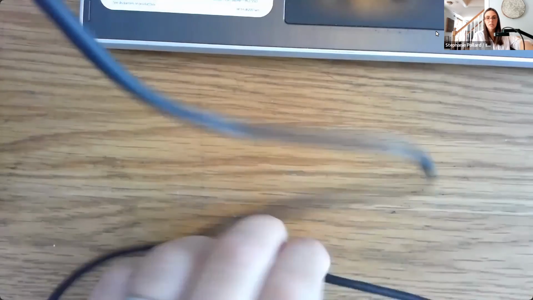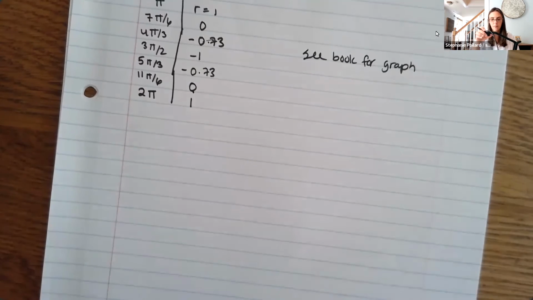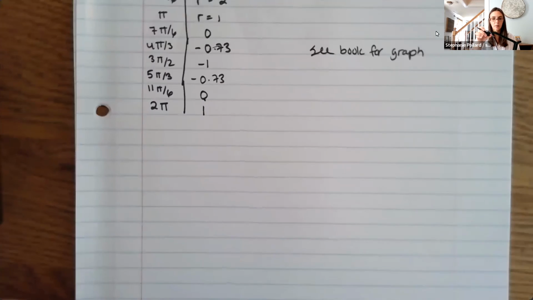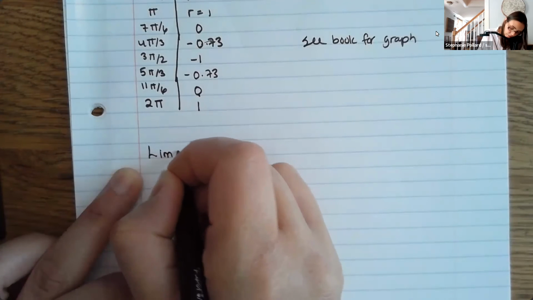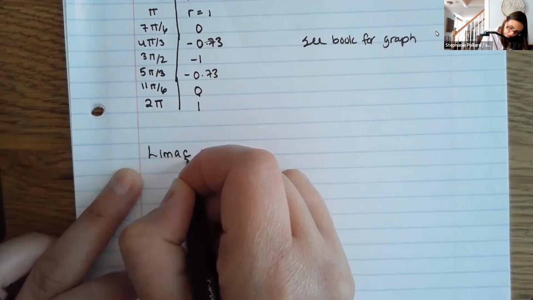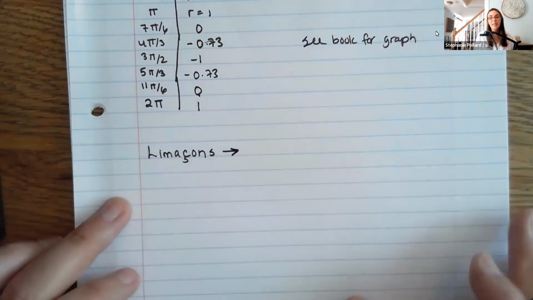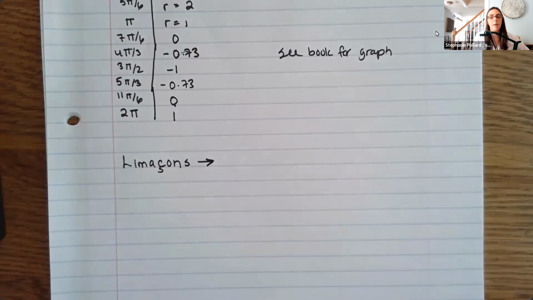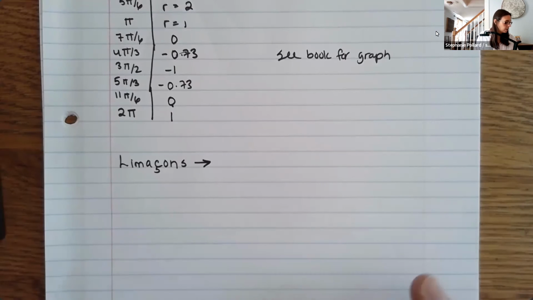All right, so let me just wrap up these type of graphs for a second here. We talked about how we get circles. So this is something called a limacon, this shape. So it means snail in French. So I don't know if it really looks like a snail, but I guess it kind of has that snailish shape to it. So it's called a limacon. And they look like this.